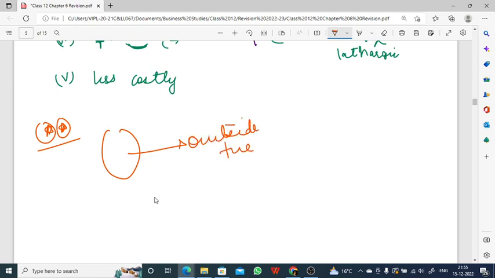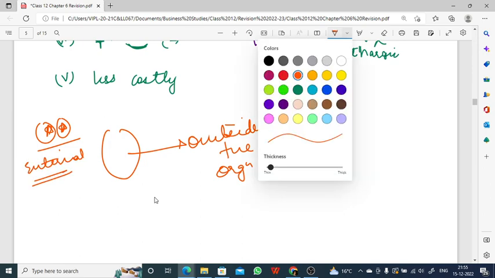Let's talk about external also. When I am talking about external sources, I am basically talking about something which is outside the organization. Now, outside the organization, there are various ways through which you can recruit people from outside the organization. What are those? Let's talk about them as well.